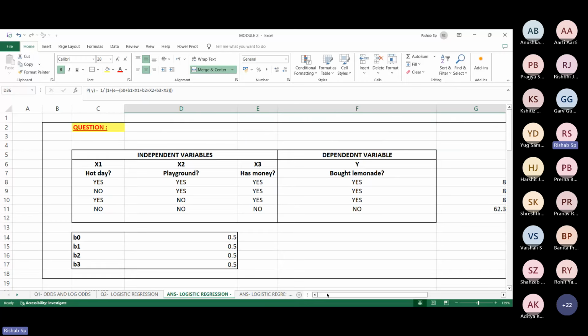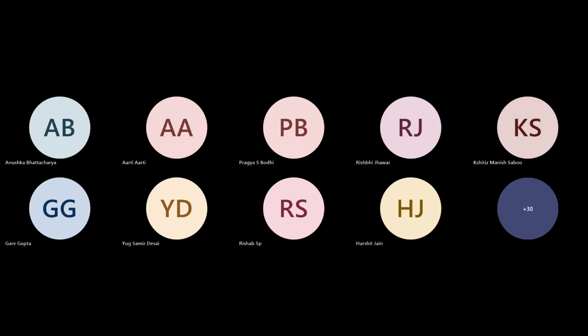This is one second. Now that's basically the major practical part. We don't have any other practical part in module 2.